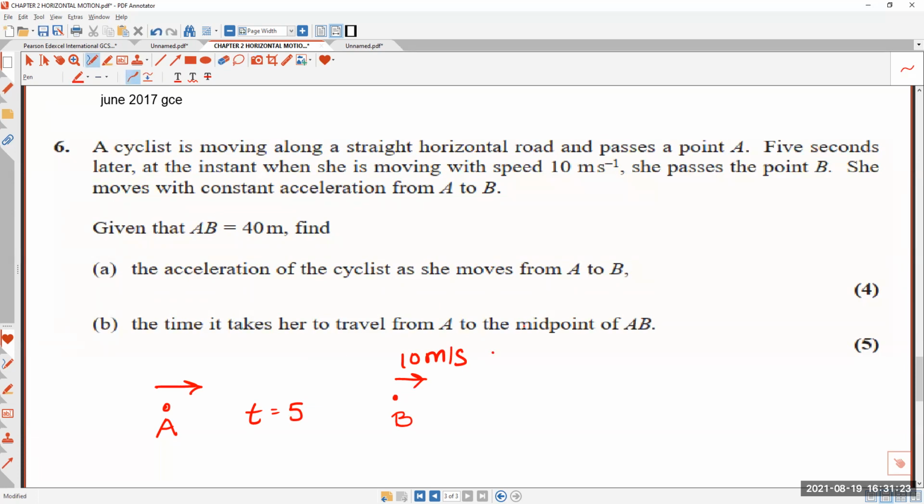She moves with constant acceleration. The acceleration is constant, but we don't know what it is. Given that AB is 40 meters. The final velocity is given to me. Which formula? s equals vt minus half at square. You can use this in physics also. There is no such thing over there.